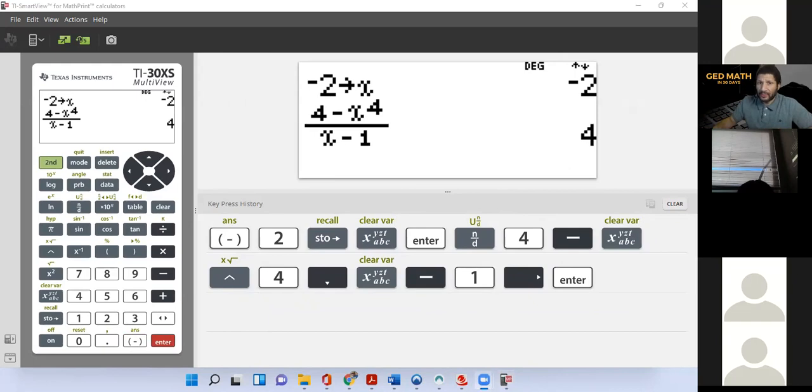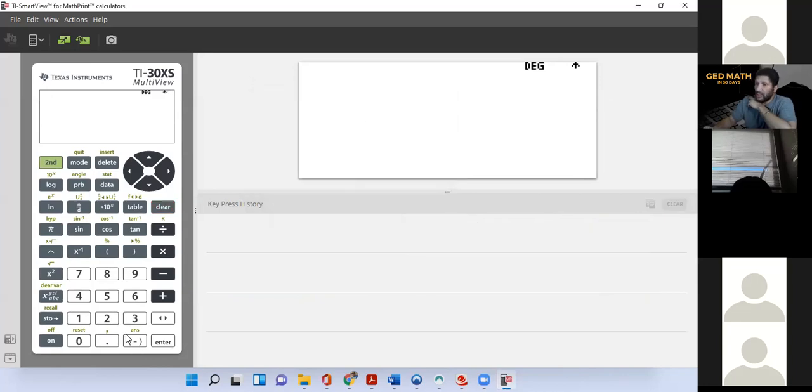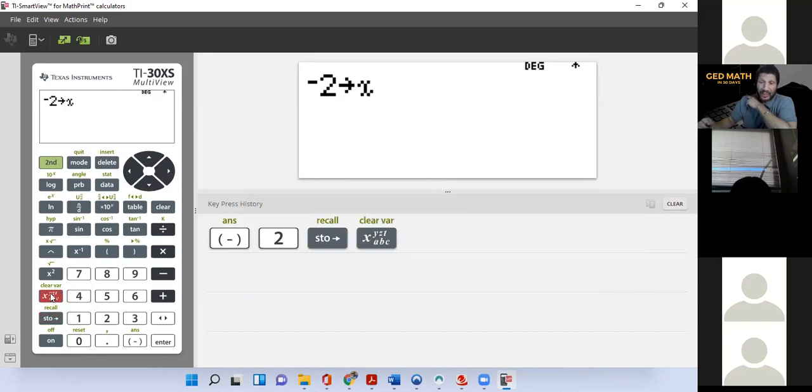I didn't show how we store it. Okay, so let's do it again. Let me clear the calculator. Okay, so first we're going to hit the negative sign there, enter. You'll hit negative, and then you'll hit the 2. Then you'll hit the store button to the left of the number 1. Oh, okay. And then hit your variable button right above that to get your X, and you hit enter.